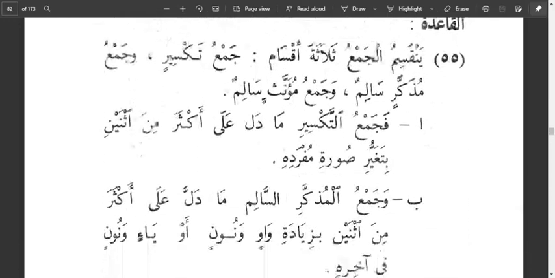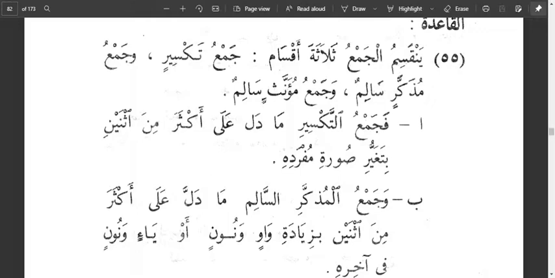It says ينقسم الجمع ثلاثة أقسام. Jamu is divided into three parts, three types: Jamu Taksir, Jamu Mudhakkar Salim, Jamu Muannas Salim. That is the broken plural, the sound male plural, and the sound female plural. So those are the three types of Jamu that we have.